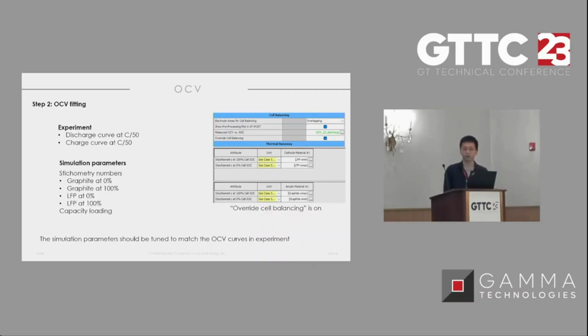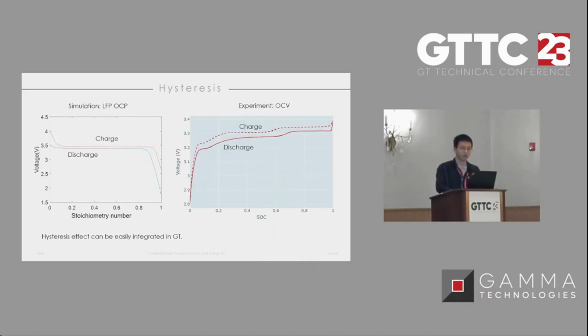I'm just using an override cell balancing function to directly input these four parameters. And of course, the outcome should be the same, which means what we want is that the simulation result should be similar to, or better, the same as the experiment.